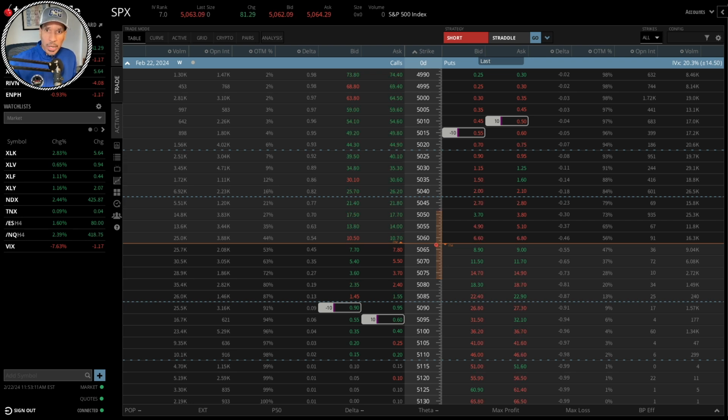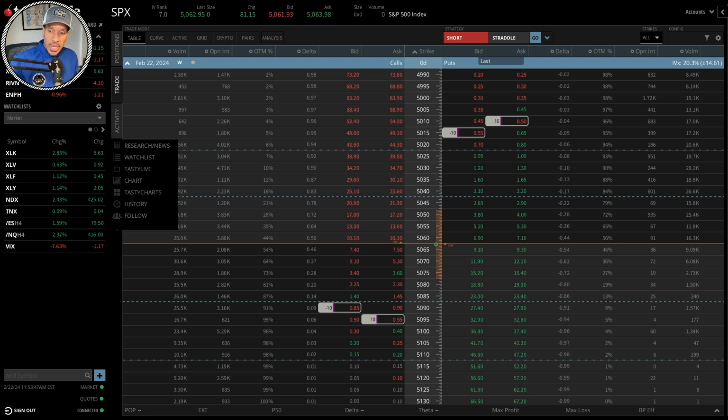Let me just pull up my pointer here so I can do some on-screen pointing. As you can see, the current price of SPX is at 50.63 and some change. I put on this vertical call credit spread. I sold the 50.90 and I bought the 50.95. I have 10 contracts.